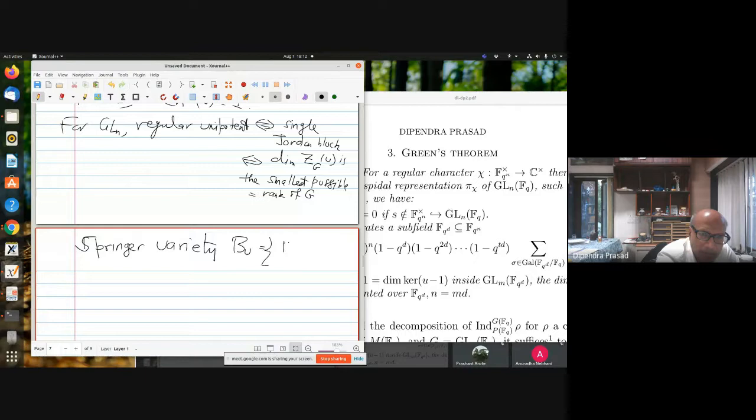So given u, you look at BU. This is the variety of Borels, and this is u. So this is the Springer variety. It's a closed sub-variety of the flag variety. So V is G mod B, and it is the u fixed points.